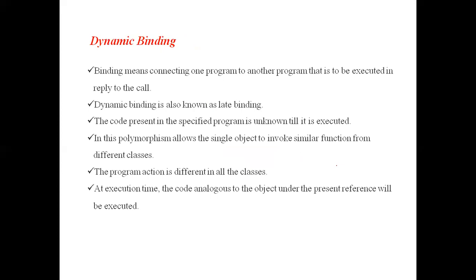What is compile time polymorphism? The same function name is used for two or more functions within the same class. And when the same function name is used for two or more functions in different classes, that is known as dynamic binding. Clear? I will show you a small example so that we can understand more clearly.